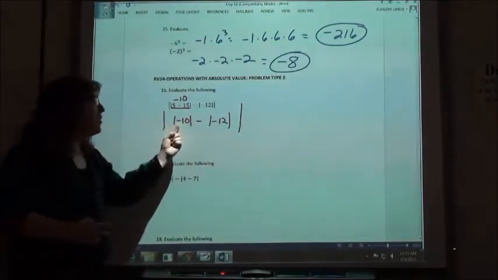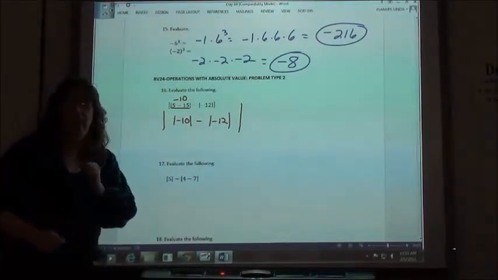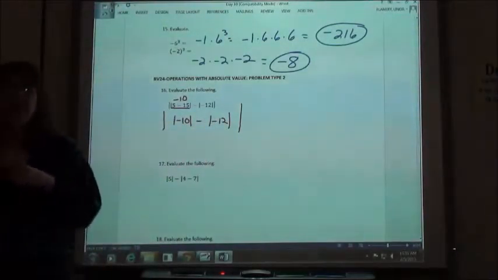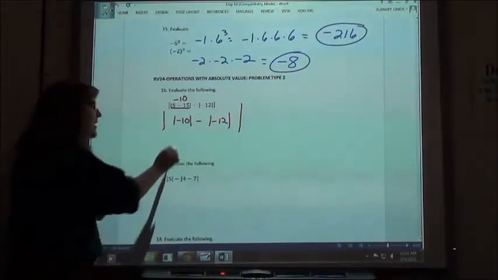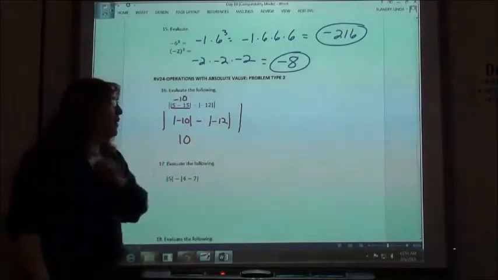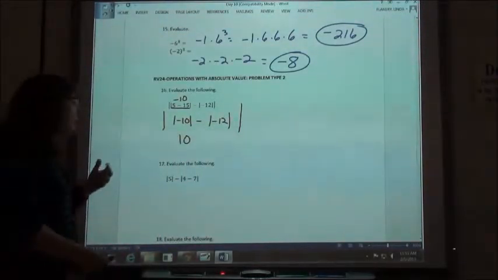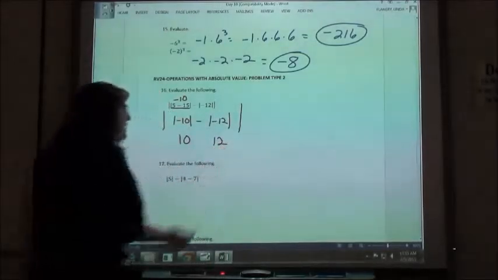Next, I can then get rid of the absolute value signs. The absolute value of negative 10. How far is negative 10 from 0? Negative 10 is 10 places from 0. Absolute value of negative 12. How far is negative 12 from 0? Negative 12 is 12 places from 0.